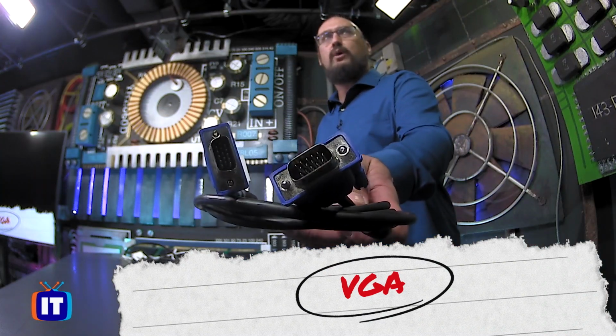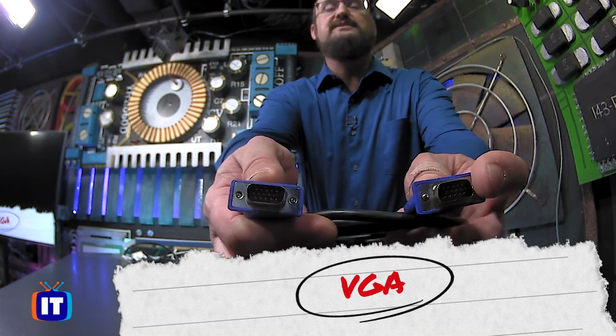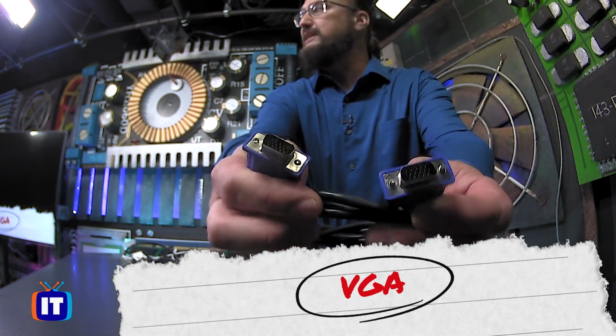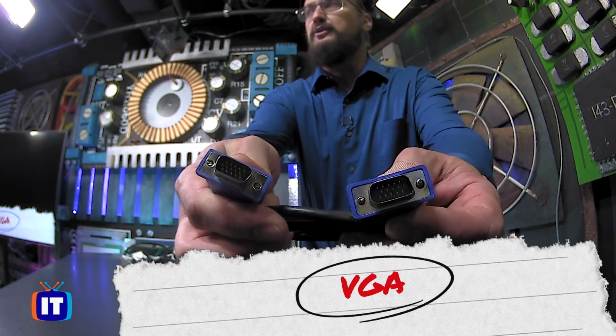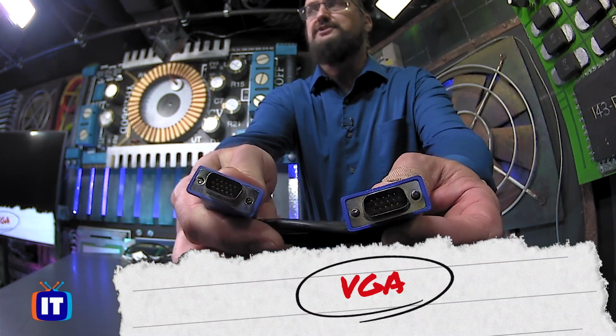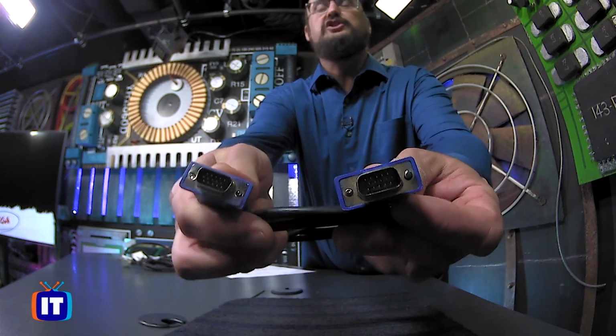VGA is a long-time standard, and to show you what the connectors look like here, they're what are known as DB15 connectors, because they're 15 pin D-shaped connectors. So if you ever see the DB15 designation, know that that's also code, a little bit of technical jargon, for your certification endeavors, for a VGA connector in the way that it's shaped.